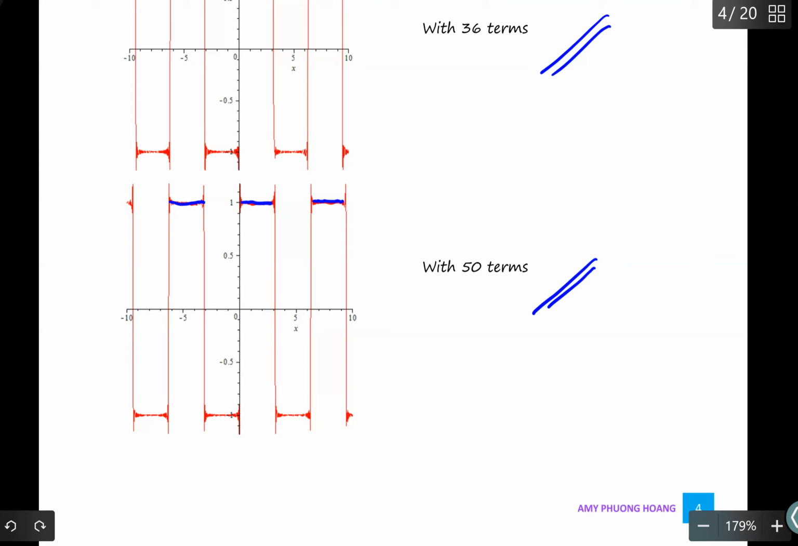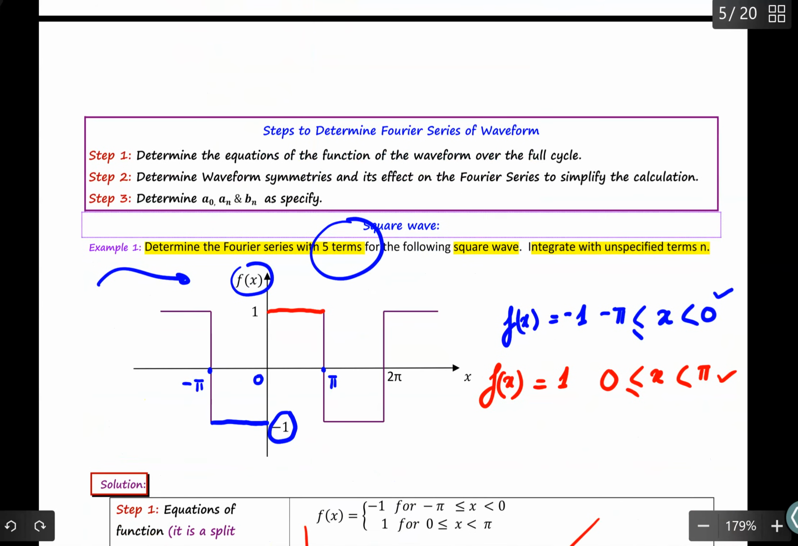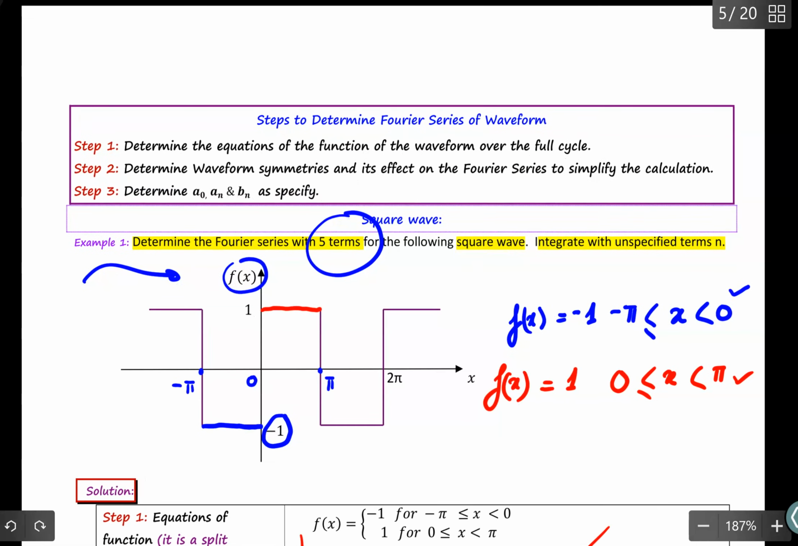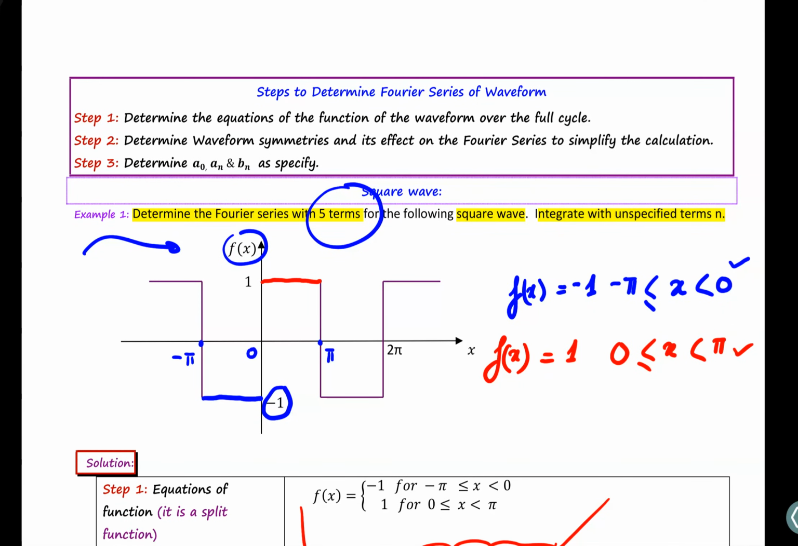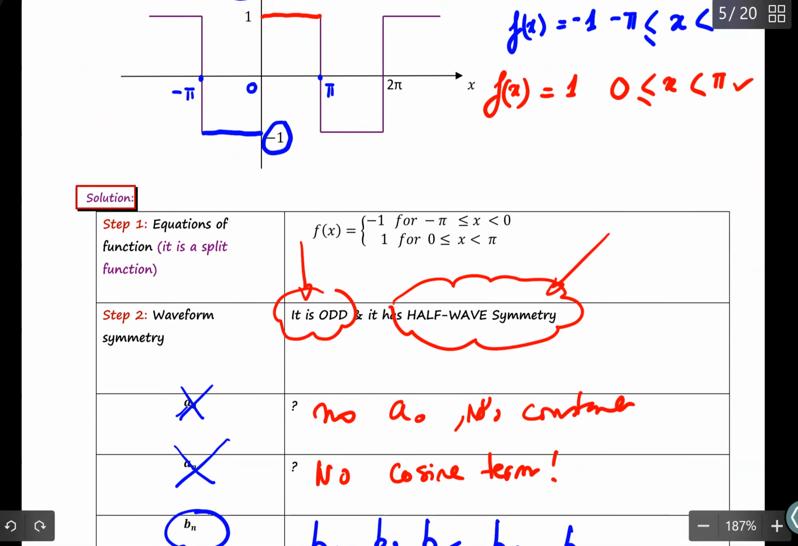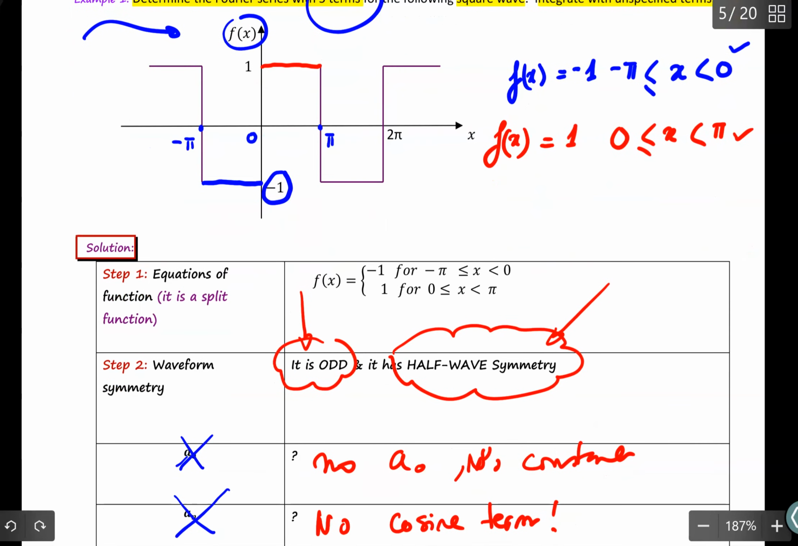The square wave is the sum of all the sine waves that we have, and we can prove it here. We put the value 1 and -1 into this square wave as a function f(x). We have to figure out the Fourier series with 5 terms. Before we do that, the function is given to us. We know that it's a split function, so we have to identify the two periods. This function is given to us as odd and with halfway symmetry.